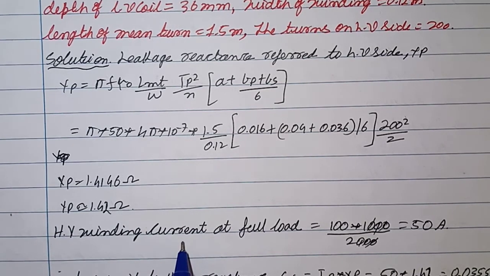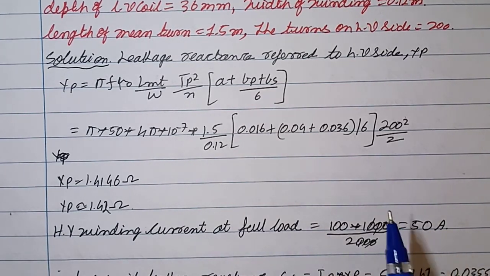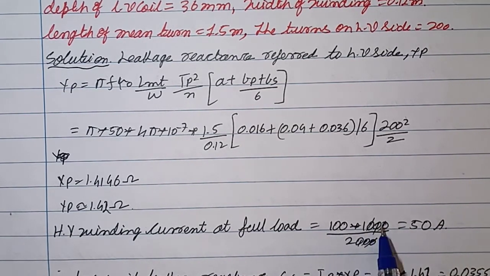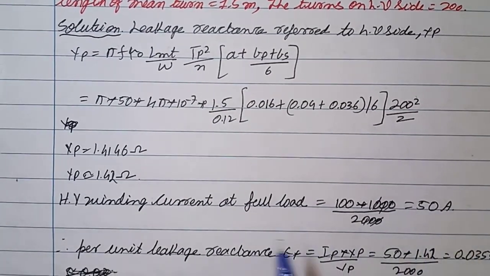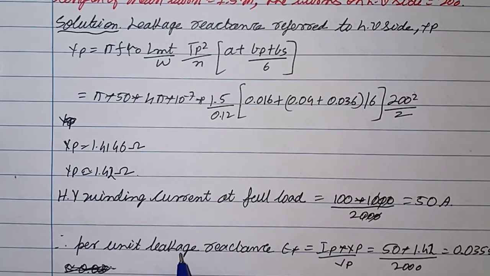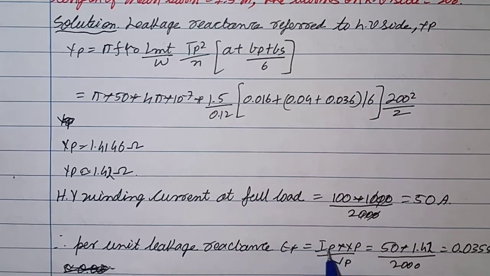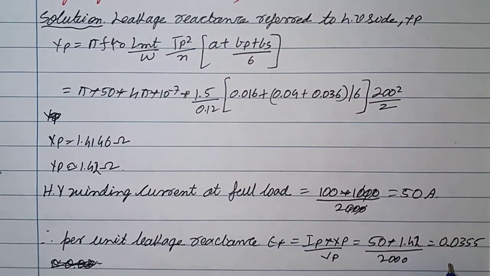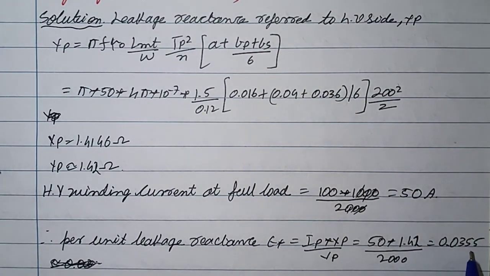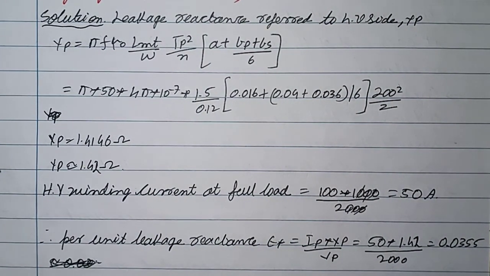Then the HV winding current at full load is the kVA by the primary voltage, so we get 50 ampere. Therefore, per unit leakage reactance Ex is Ip Xp by Vp. So Ip is 50, Xp I have got is 1.42, divided by the voltage, so it comes around 0.0355. So these are the numericals that we'll be having. Thank you.